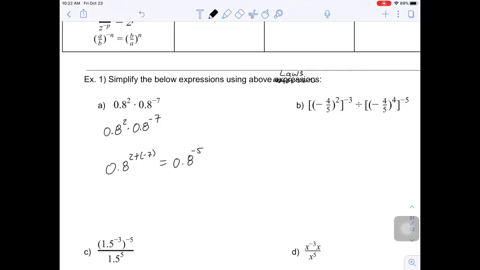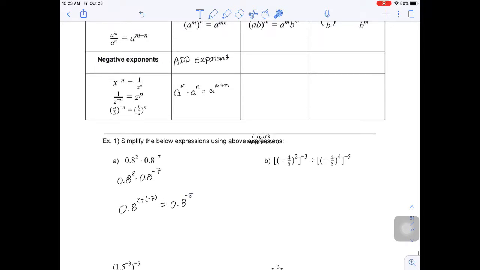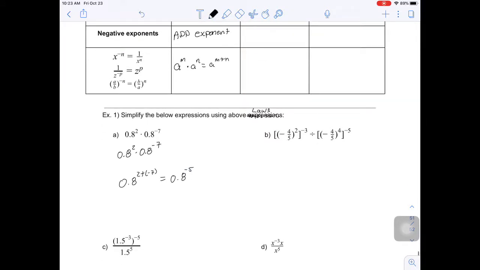When I add their exponents, I get 2 plus -7, which gives me 0.8 to the power of -5. Now remember, we often don't really like having negative values. So I could even go further and apply my negative exponent law. I have a negative exponent, so I'm going to apply the reciprocal. So here I could make it 1 over 0.8 to the power of 5. I could technically leave it like that and plug it in my calculator, but at the end of the day, it just wants me to simplify.